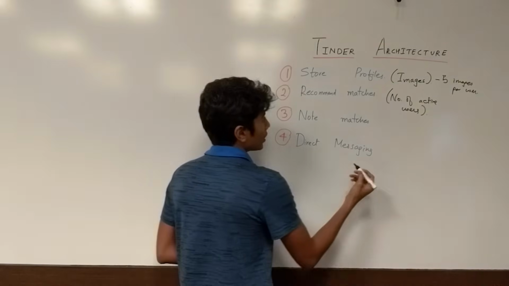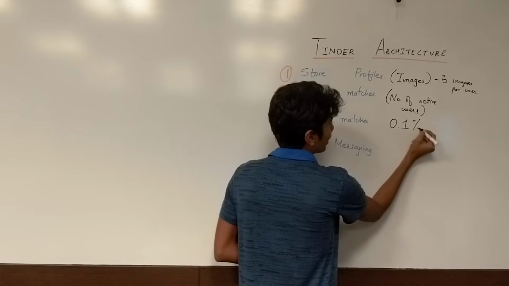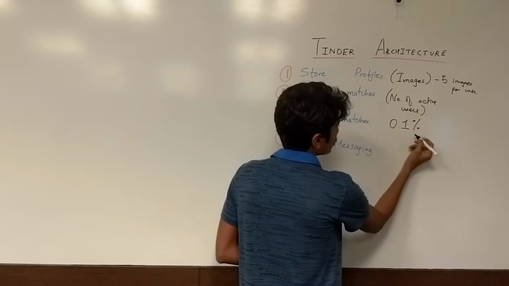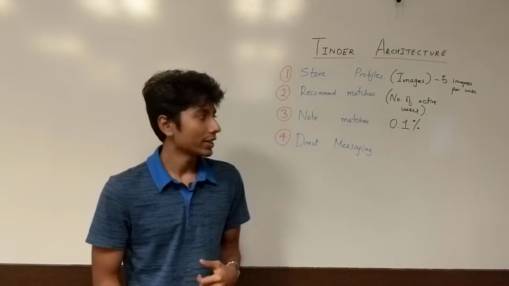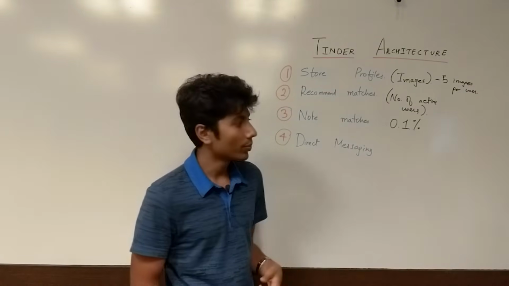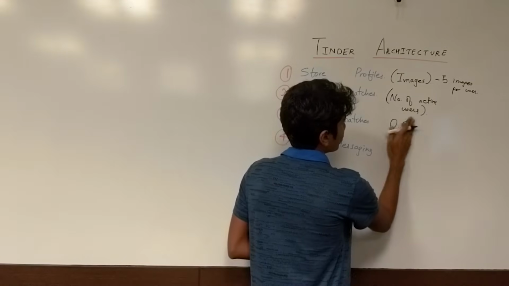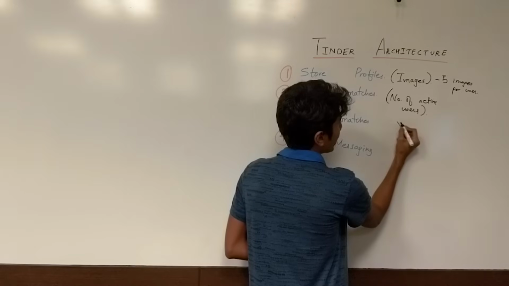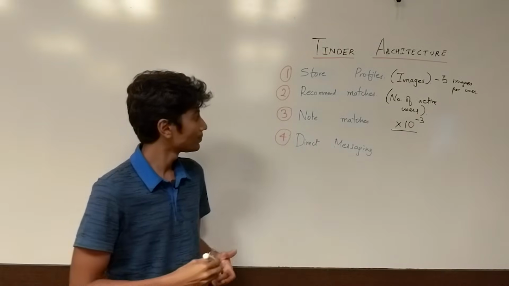I'm going to assume that typical Indian match rates are going to come up here, which is for every swipe, you have a 0.1% chance of matching with someone. All right, so the number of matches you'll have per person is going to be 0.1%. So that's going to be number of active users into 10 raised to power minus 3 matches.